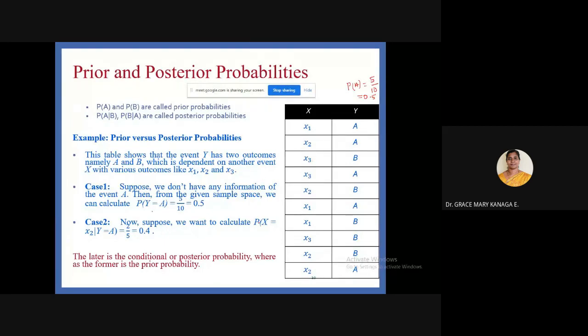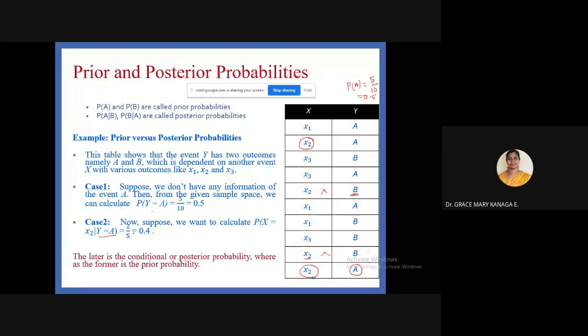So now here I wanted to calculate the probability of X2 given Y is equal to A. Here also X2 is there, but it is B, so you need not consider this. And here we have X2, but Y is equal to B, so this also you need not consider. So for the probability of X2 given Y is equal to A, only these 2 you have to consider.